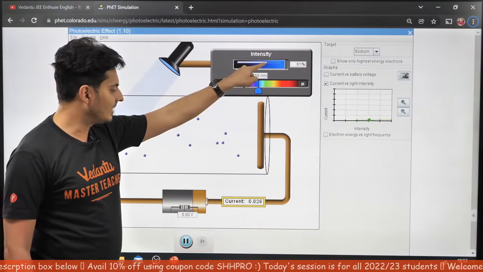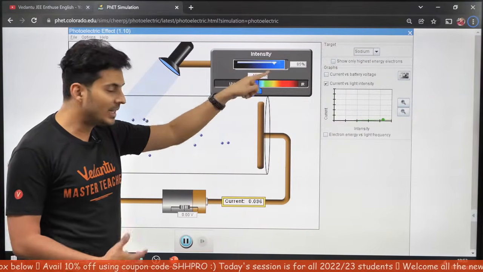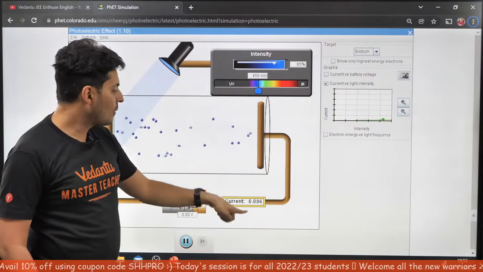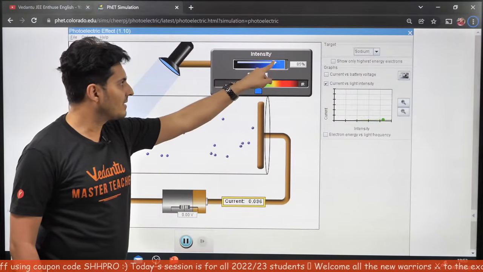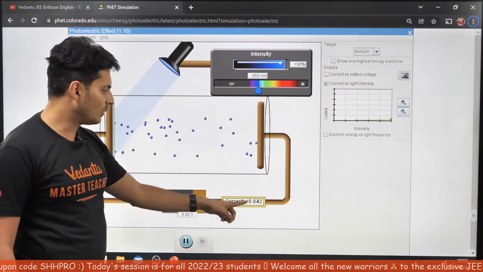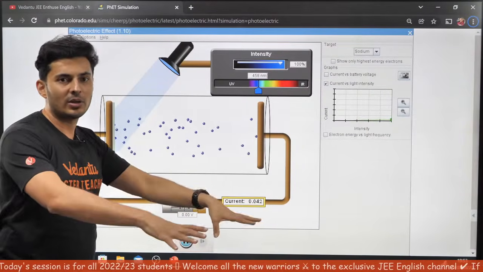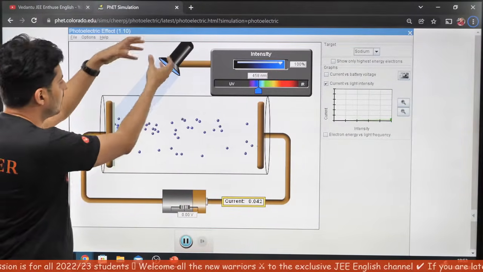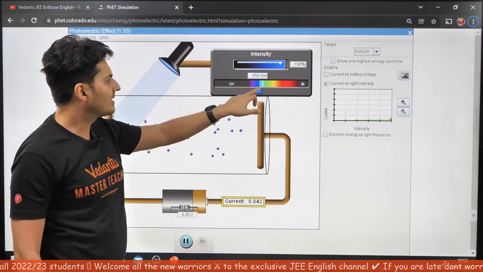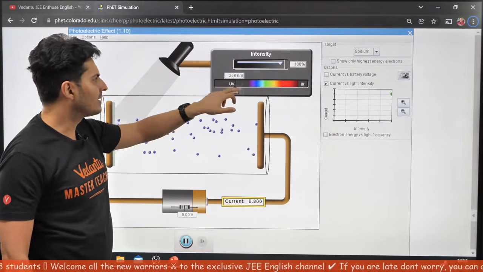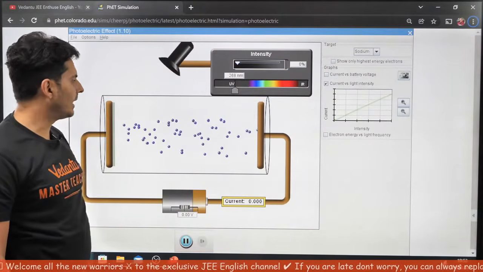It increases. You can see that. So more intensity will lead to more current. That's what you can see right over here. Beautiful. More current, more intensity. Makes sense because more electrons will be ejected because of more number of photons falling onto it. Let's try it out for some different color and see how the graph basically looks like.